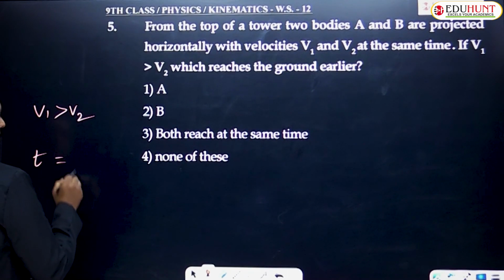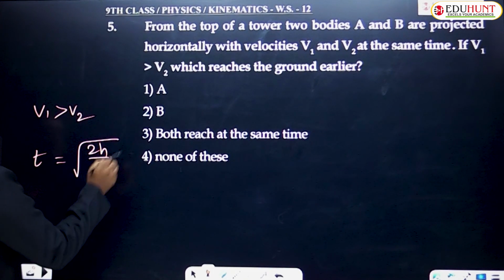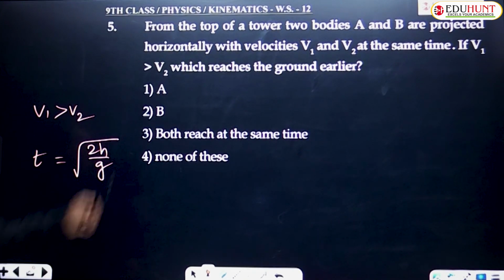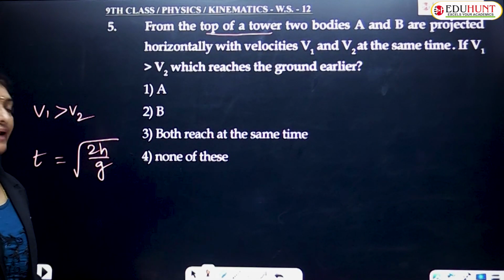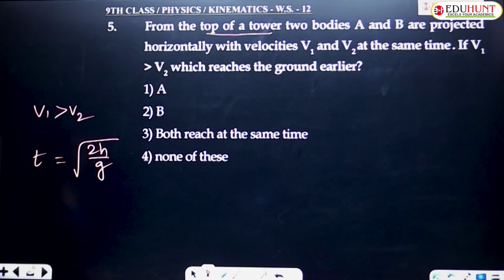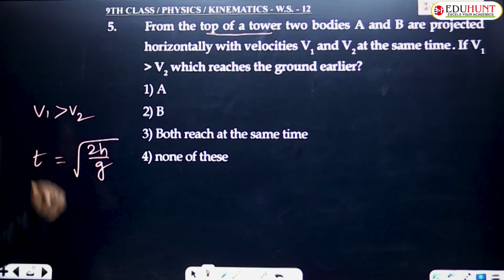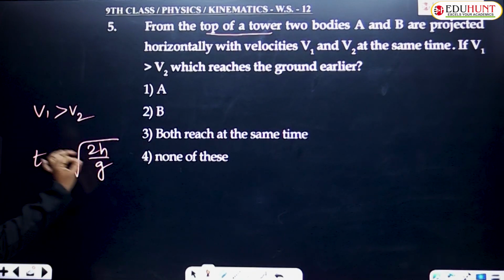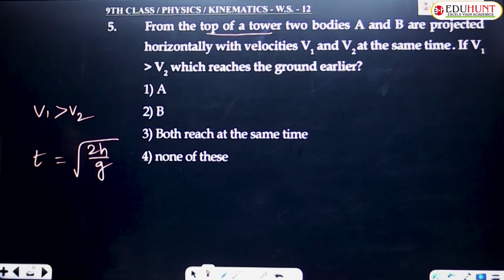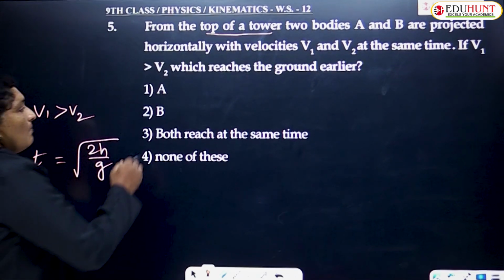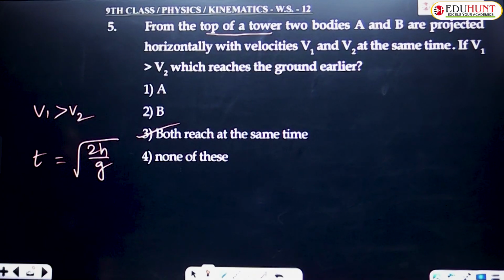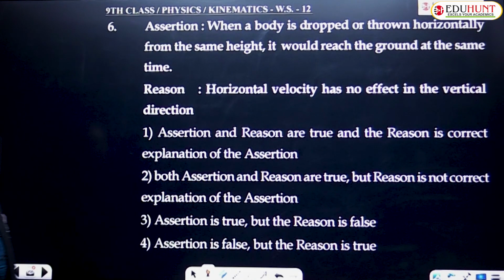So time to reach the ground depends on one and only one formula, that is t equals root over 2h by g. As the two bodies are released from the same tower, h is constant, and at a given place acceleration due to gravity is also constant. So, as it is independent of the initial velocity of the throw, whether it is v1, v2 or anything, it only depends on the height of the tower and acceleration due to gravity. Time taken by the two bodies to reach the ground will be the same. Hence, we can conclude that both reach at the same time. Okay, next question, question number 6.